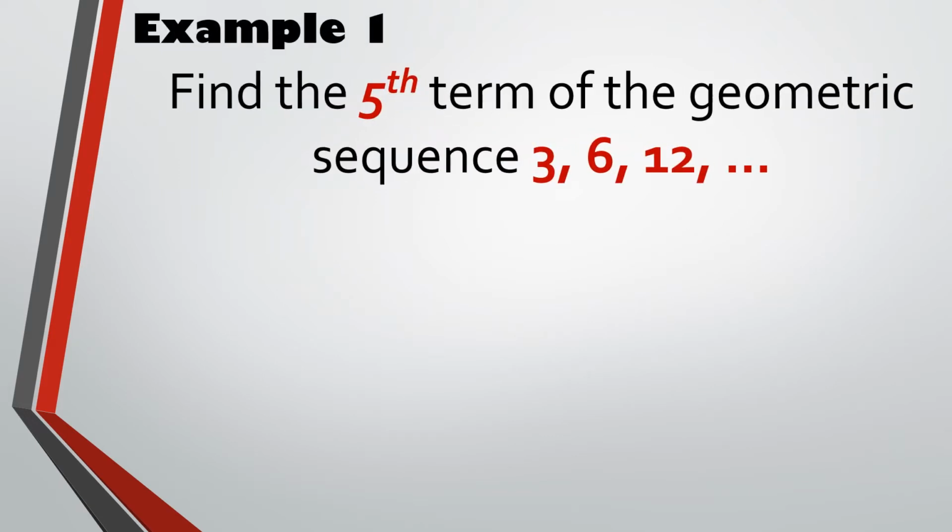Now, let's start by answering example number 1. The problem is find the fifth term of the geometric sequence 3, 6, 12, and so on. So first, we need to identify the given values. So a sub 1 is equal to 3, which is the first term of the sequence. And the unknown term, or yung hinahanap natin in the problem, is the fifth term. So we are going to write down a sub 5.